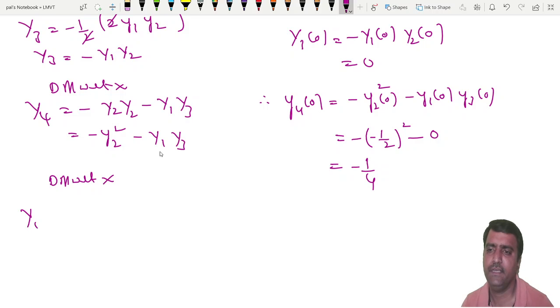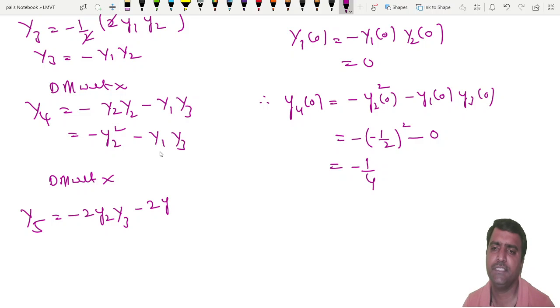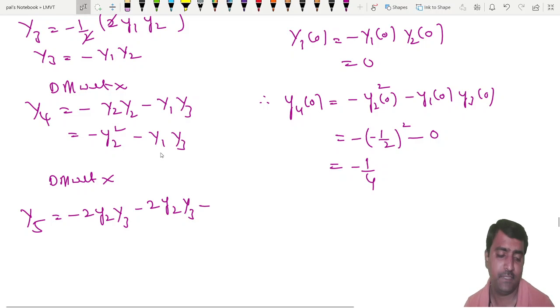So differentiate y4, it is y5 is equal to minus 2 y, differentiation of its power minus 2 y2. Again differentiation of y2 is y3, minus 2 into differentiation of y1 is y2 into y3. Sorry, 2 is not there here. So y2, differentiation of y1 is y2, and y3 keep it as it is.